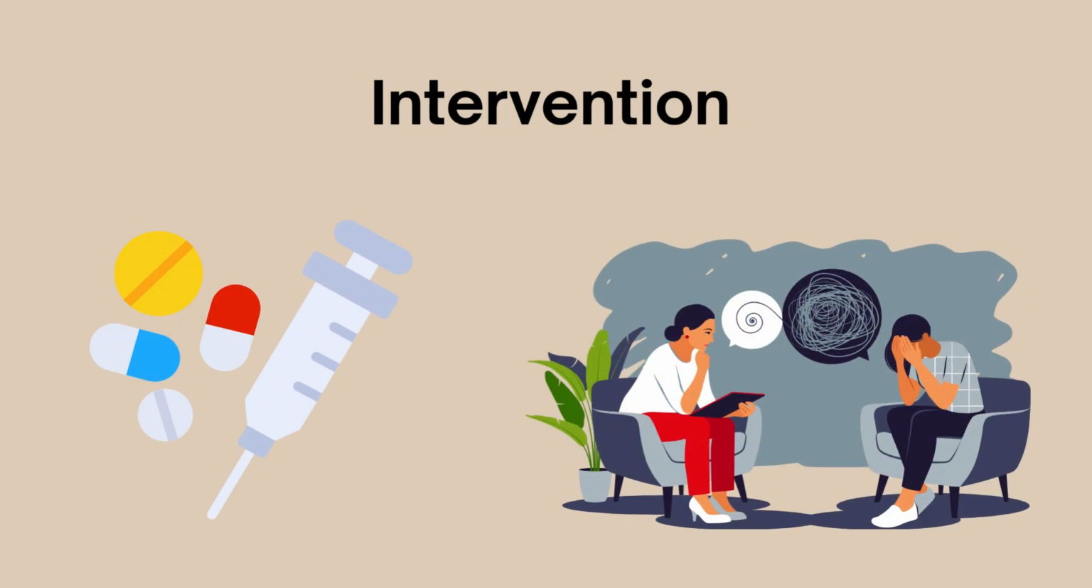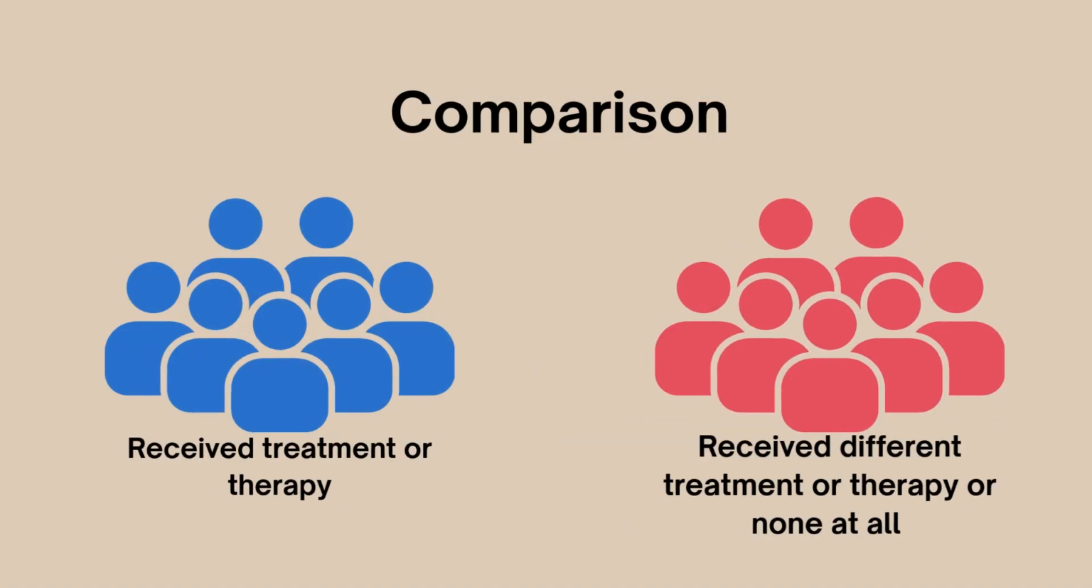I is for intervention. That means searching for a specific kind of intervention, such as drug treatments or therapies, such as cognitive behavior therapy. C is for comparison.